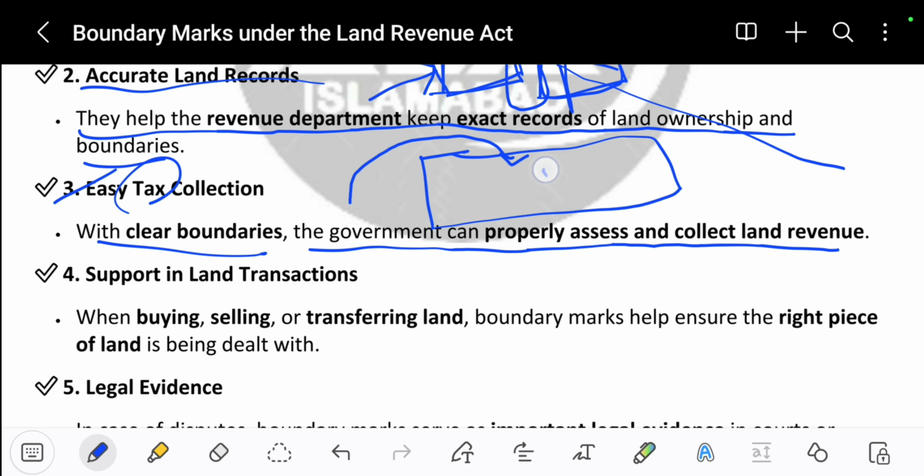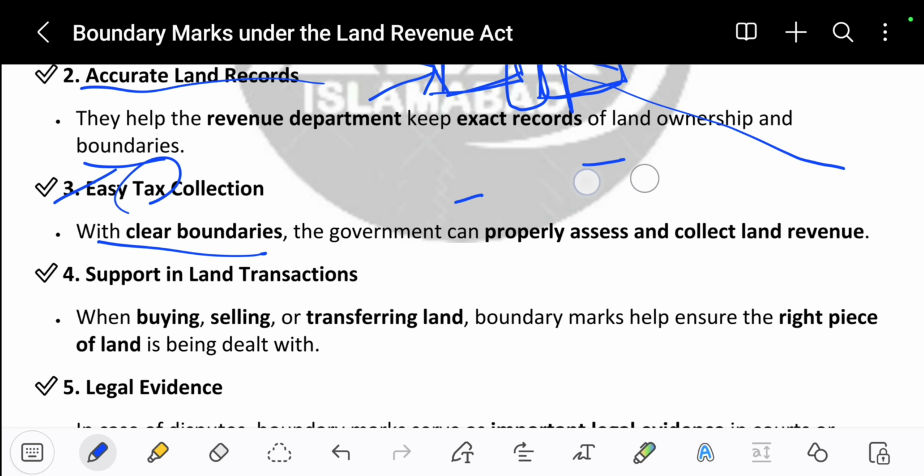But there is no boundary. That confusion will obviously make the tax increase on you. So that's the reason, if there's a boundary mark, then equal tax will be divided among both of these owners. So this is the reason boundary marks help in tax collection as well.